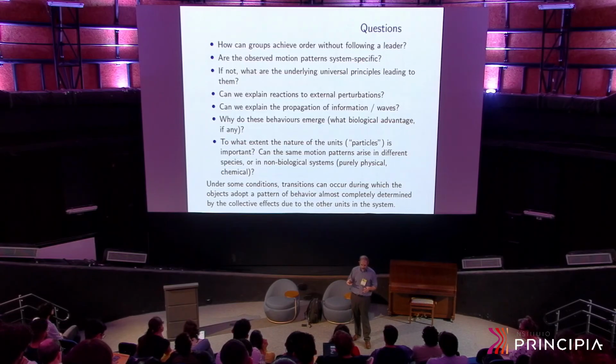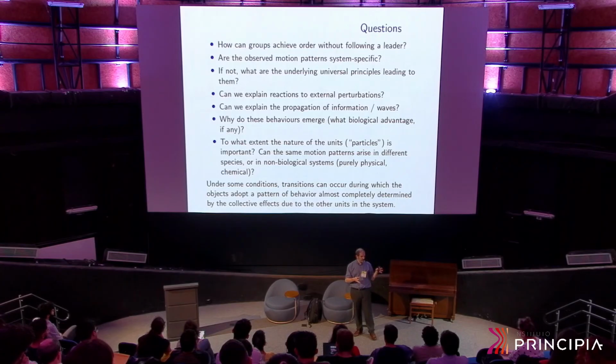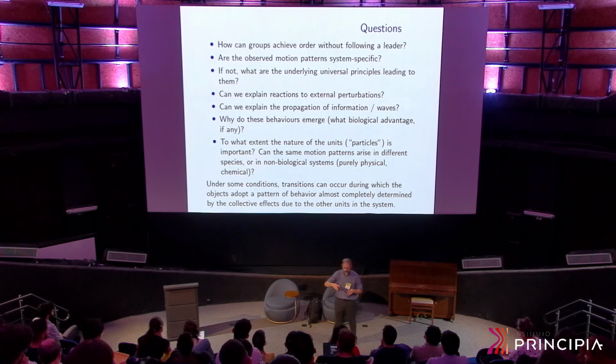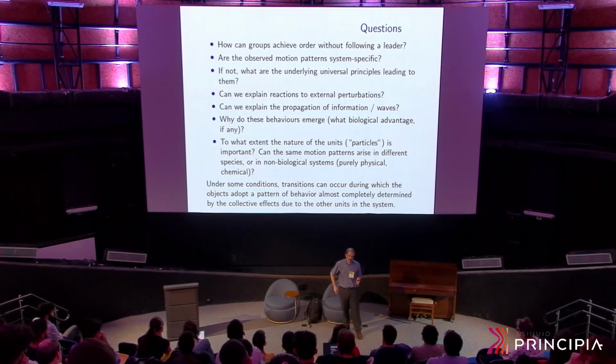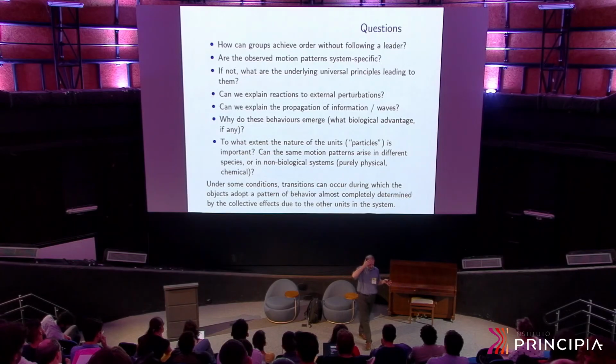When the group changes direction, for instance, because there's an attack of a predator, we can interpret this as information propagation. Somehow, a small group of birds sees the falcon, changes the direction, and this change in direction propagates to the whole group. So how does this propagate? How can you explain that? Why do these behaviors emerge? Is there a biological advantage in doing these things, in flocking?